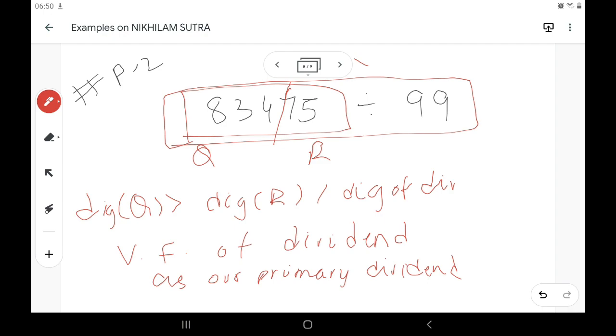Hope you all have understood how to solve such division calculations wherein divisor is close to a power of 10 and is less than power of 10 using Nikhilam Sutra.